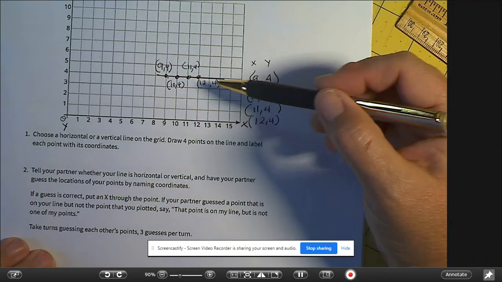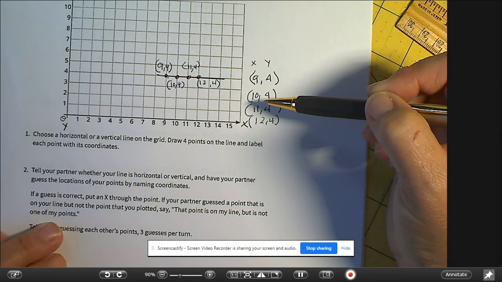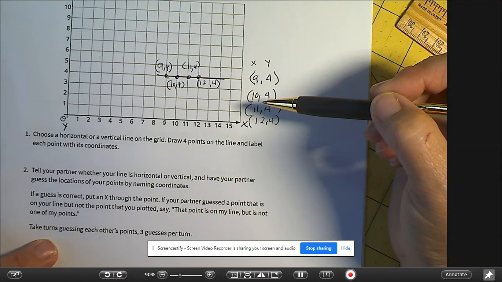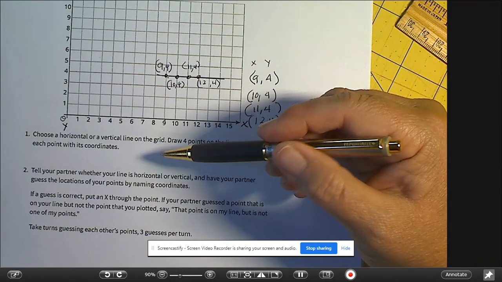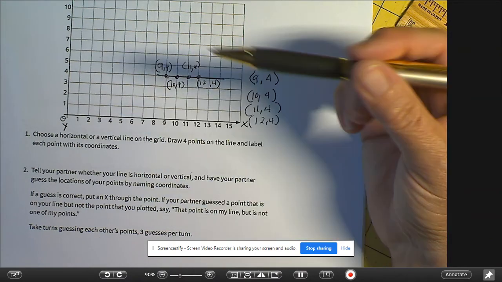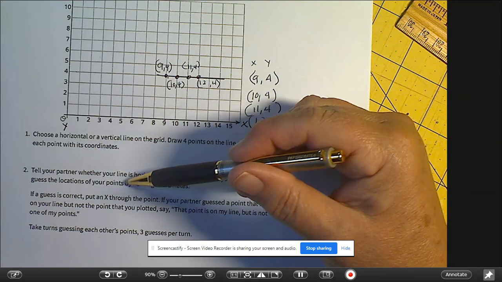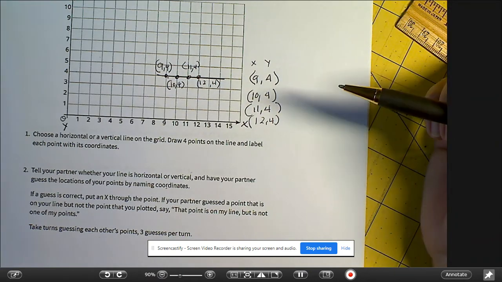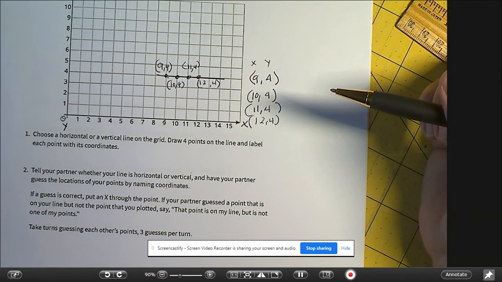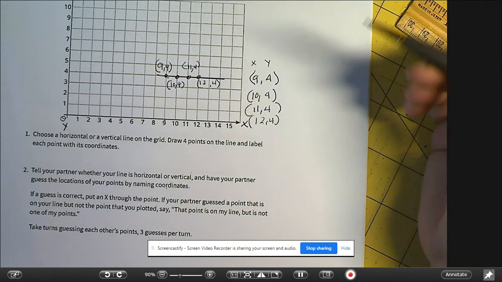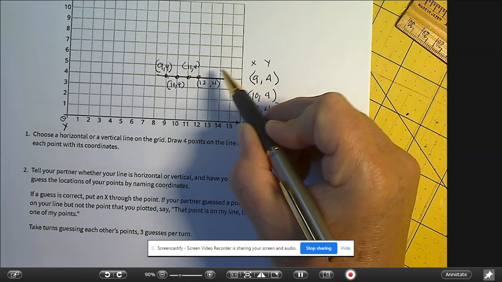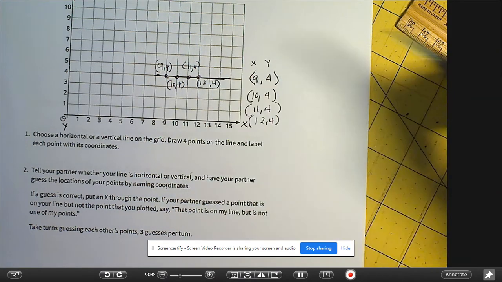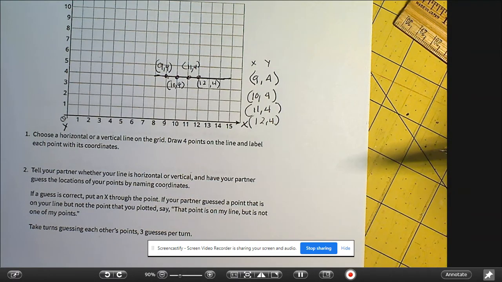If you guess one of these coordinates, then your partner says that is a point on the line. Tell your partner the line is horizontal or vertical. Guess the location of your points by naming coordinates. If a guess is correct, put an X through the point. If your partner guessed a point that is on your line but not one of your points, you say the point is on my line but not one of my points. So for example, if I go to here, it's on the line, but it's not one of the coordinates that we graphed, because they only had to do 4.